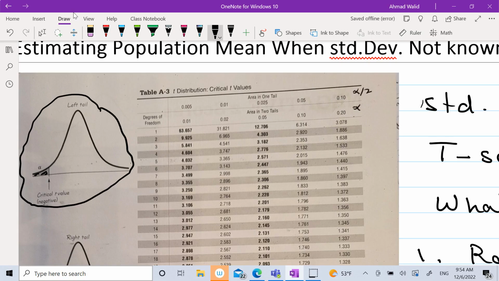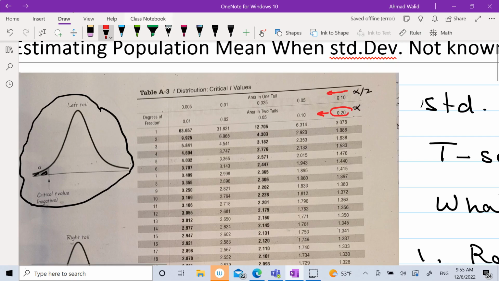Now, in the top row, please mark your table like me, because in your book, it's not marked. The bottom is alpha. These values are alpha. This is alpha, all of them. This line shows your alpha. Correct? The top one is alpha over 2. It doesn't matter in these problems whether you use alpha over 2 or just alpha, because in the actual table, the values are the same in each column for both of them.